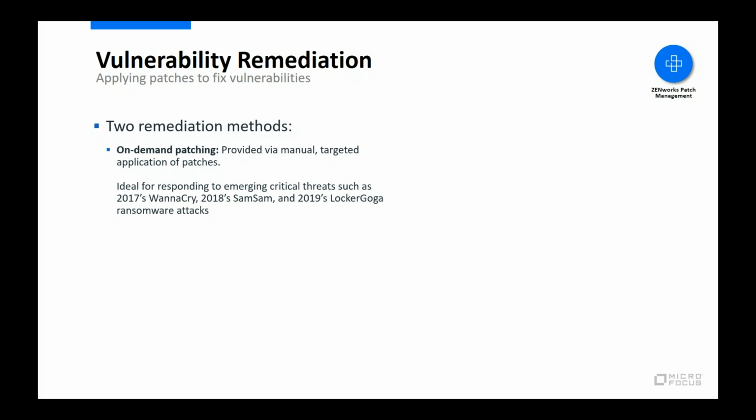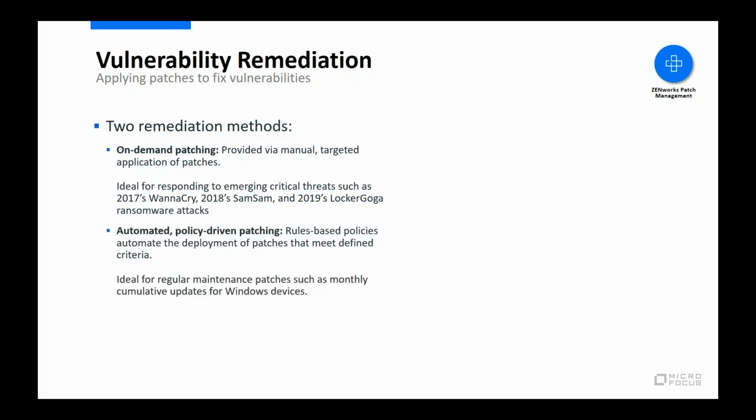This method is ideal for responding to emerging threats, such as the widespread ransomware attacks we've experienced over the last several years. The second method is automated policy-driven patching. This method enables you to create rules-based policies that automate the selecting and installing of patches on applicable devices. It is the ideal method for maintaining patch currency on devices. For example, you might use a patch policy to automate the installation of your workstation's monthly operating system updates.